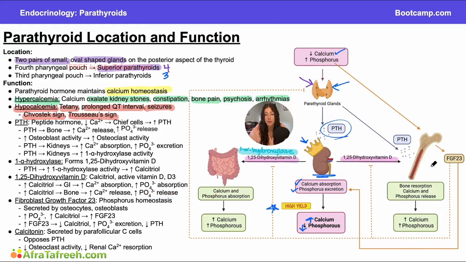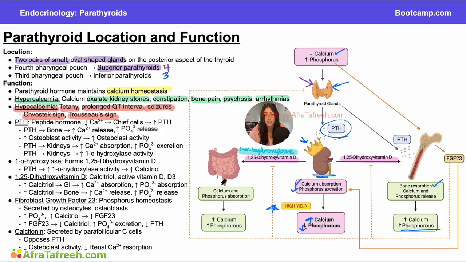This active form then can go to the bones, and at the bones it will stimulate bone breakdown, and as the bones break down, or we have bone resorption as it's called, we'll get calcium and phosphorus release. So we'll see increased calcium and increased phosphorus. Now we see an increasing level of phosphorus here because we are releasing it in conjunction with calcium from our bones, but remember all of that phosphorus is going to be filtered out by the kidneys and excreted by the kidneys, so we're still going to have that net decrease in phosphorus as a result of this pathway, which is really important for you guys to keep in mind.